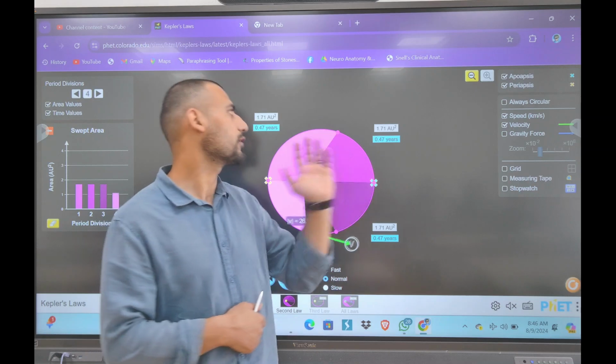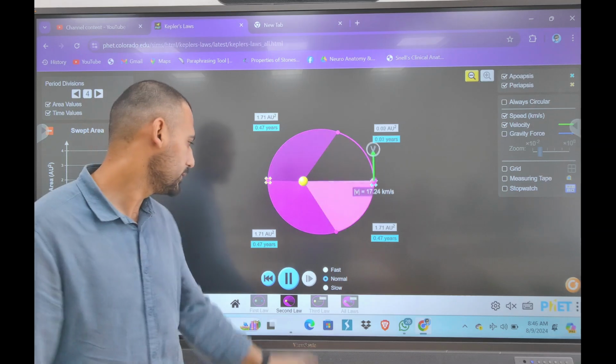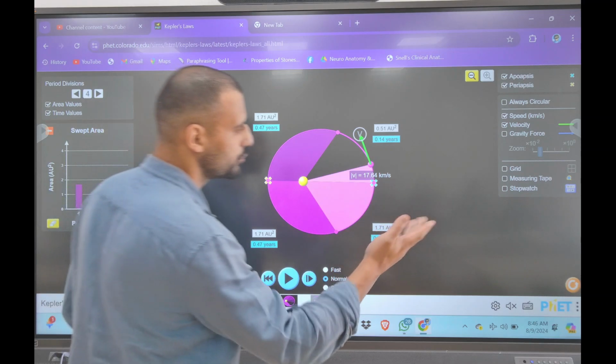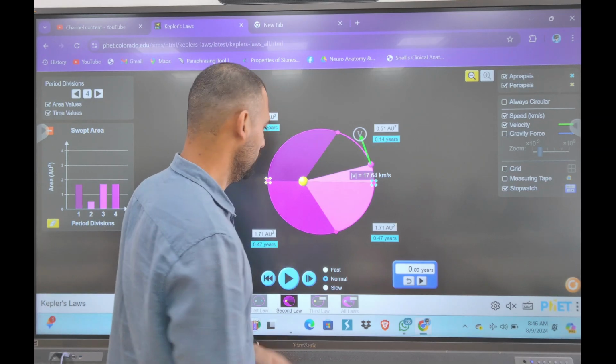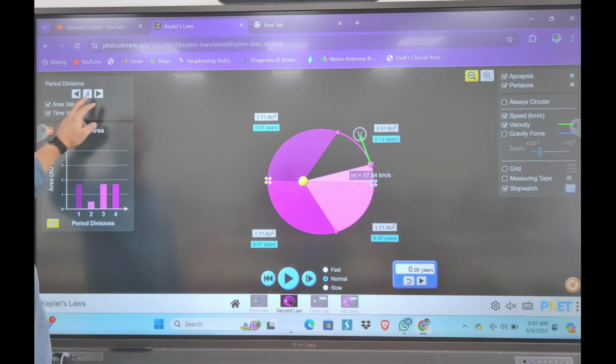Fine. This is the second law called the law of areas. Fine? Okay. You can also use your stopwatch no matter what, if you want to, say for example, do some other things.